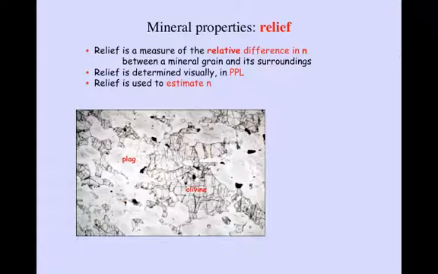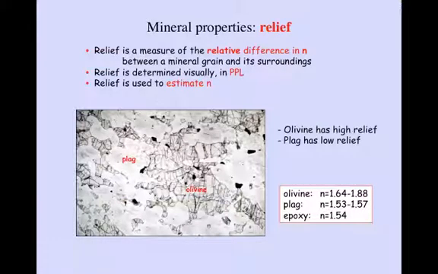As I said, the relief is the measure of the relative difference in the refractive indices between the mineral and its surroundings. Usually, when we're looking at rocks, we're not looking at a single grain in epoxy, but a grain of one mineral up against a grain of another mineral. So we're comparing relative differences in refractive indices in this image between olivine and plagioclase. You can see that the plagioclase is much lower relief. It's hard to see the actual individual grains in plain light, and the olivine is very easy to see. You can see fractures running through it and the edges of the grain very clearly. It has a high refractive index, and it has high relief.